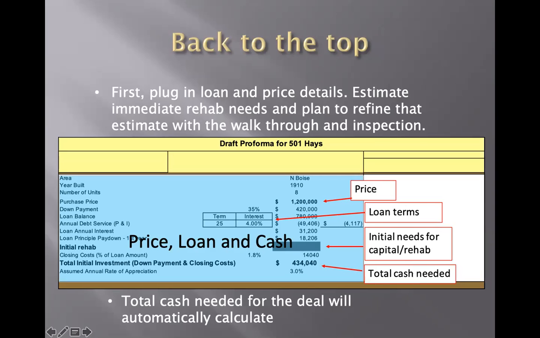In a good pro forma, there's places you can plug that in. So you've got your price that goes right here at the top. Loan terms are all right here. And then initial needs, capital rehab goes here. And then again, a good pro forma is going to have your total investment, the cash you need to bring to the closing table, outlined for you as well. So right now our example is an 8-plex in historic North Boise that will probably be listed soon, and it's got some initial numbers in it. They're not perfectly refined. It's still a draft. And this deal would require just over $400,000 to acquire.